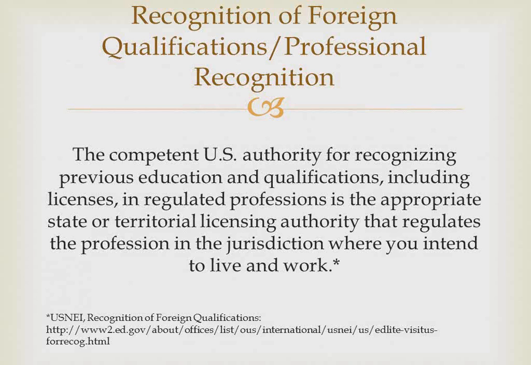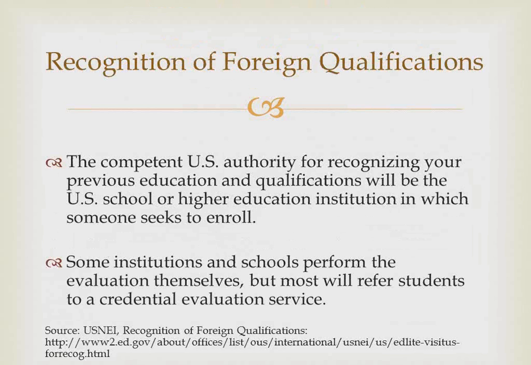It is a big process, and this slide explains it. I'm going to read it because it is self-explanatory: the competent U.S. authority for recognizing previous education and qualifications, including licenses in the regulated professions, is the appropriate state or territorial administrative authority that regulates the profession in the jurisdiction where you intend to live and work. So basically, it's the states and territorial licensing. For the state of Vermont, it would be the Secretary of State Department, and I believe I have a slide that will give you the resource to access it if need be.